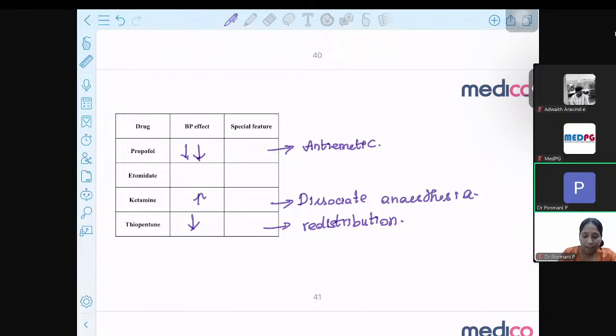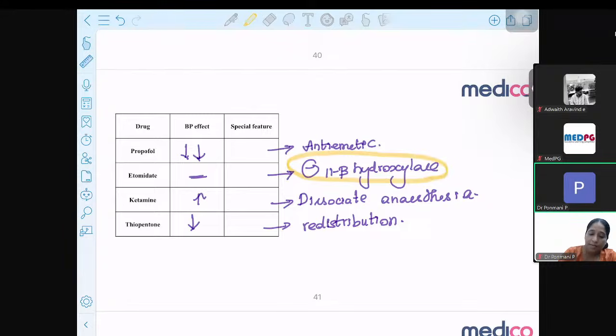And what about etomidate? Etomidate doesn't affect BP so much. But what is the one feature about etomidate? It inhibits 11-beta hydroxylase enzyme. That is a special feature with etomidate. So since it inhibits 11-beta hydroxylase, what happens? It is going to inhibit steroidogenesis and therefore adrenal suppression is going to happen.